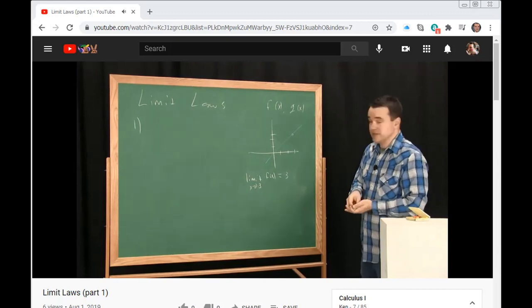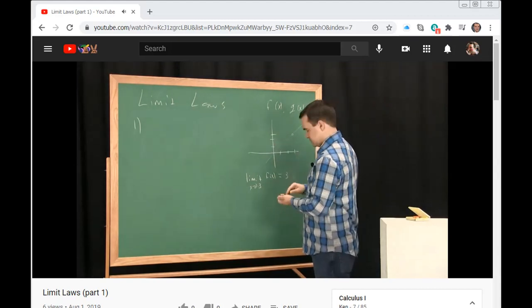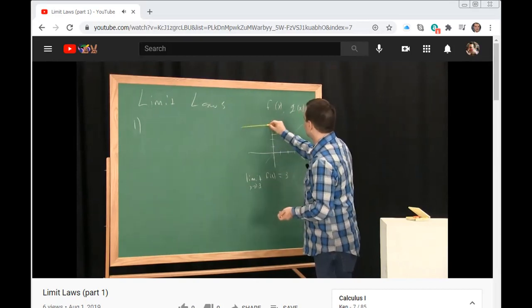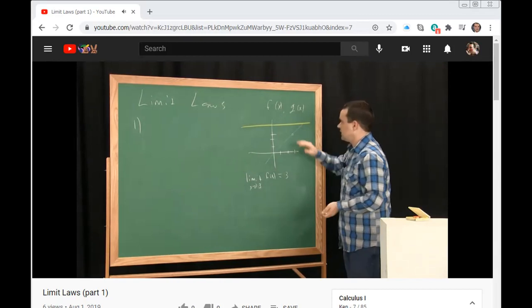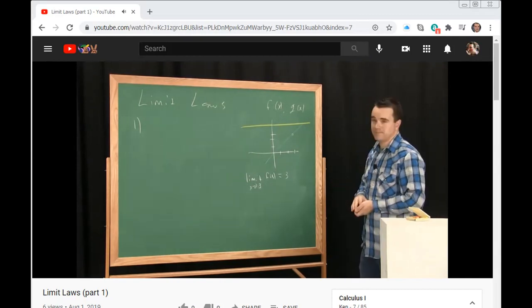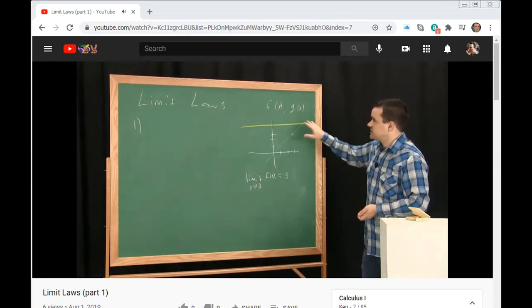And g could be anything. So let's just make g a constant function. In the graph, g is equal to 4. It's just a horizontal line. But the limit laws work for any functions, not just f and g.